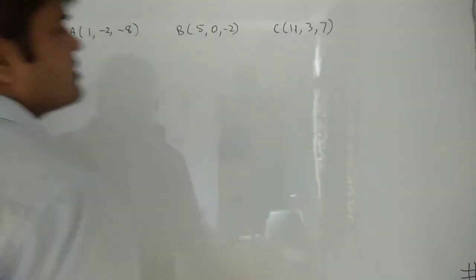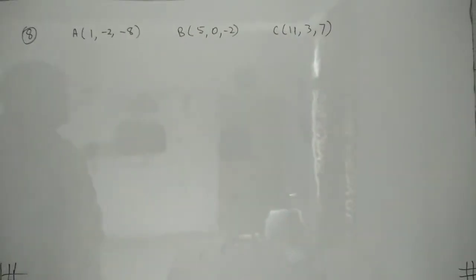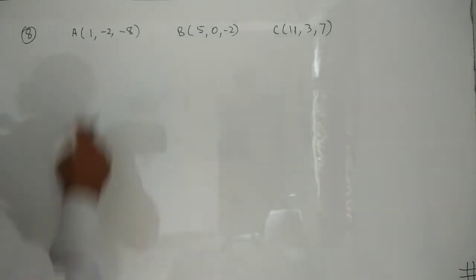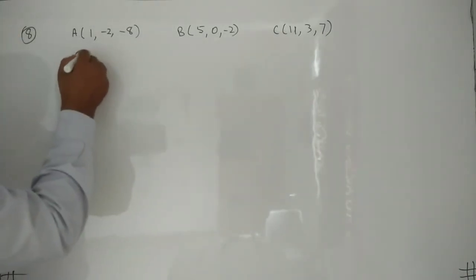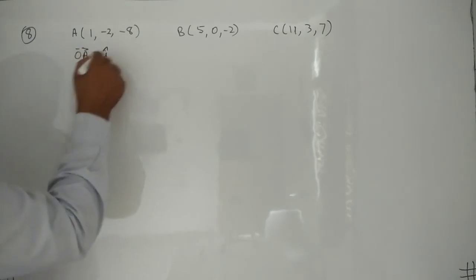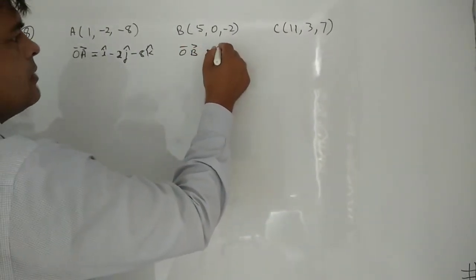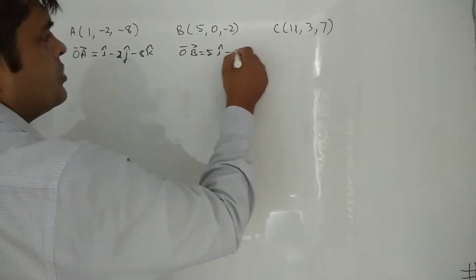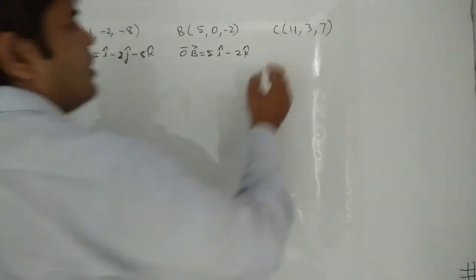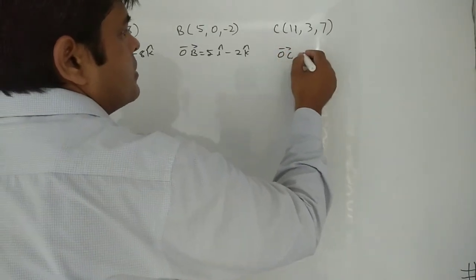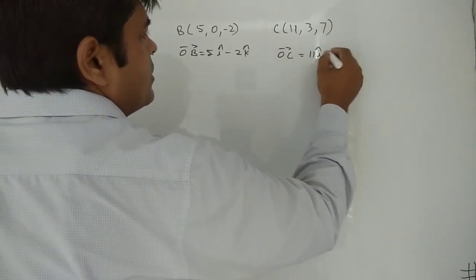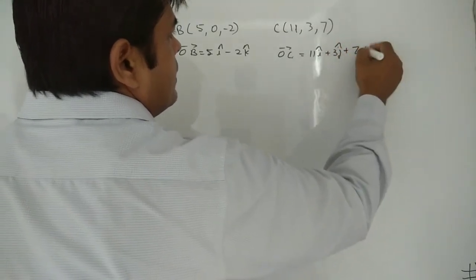Now let us take question number 8 of the miscellaneous. We have 3 points A, B and C, and we have to prove that these 3 points are collinear. The points are given, that means their position vectors are given. So you have OA vector is i cap minus 2j cap minus 8k cap, while OB vector is 5i cap minus 2k cap, and OC vector is 11i cap plus 3j cap plus 7k cap.